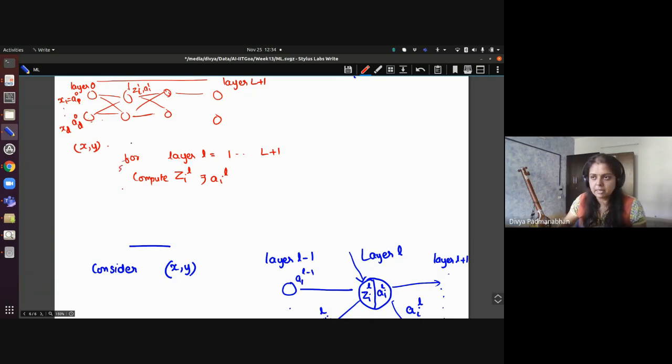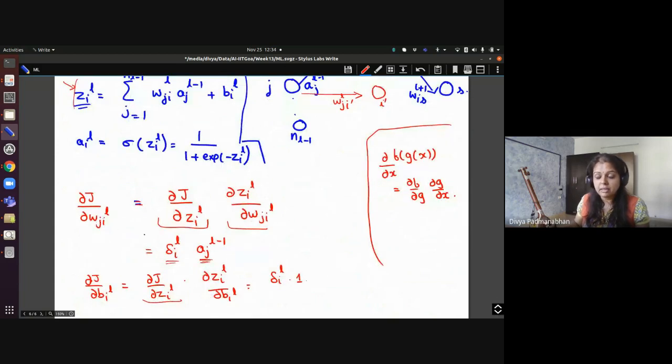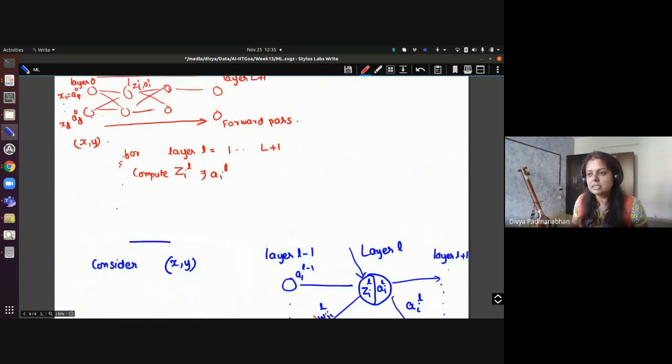So do one pass, so that is like you traverse the network this way. This is like a forward pass of the network. And then what you want is the gradients. To compute the gradient, because you have this dependence on the previous quantities, a_j^(l-1), you start from the end. Now you compute for layer l equals L plus 1 down to 1.